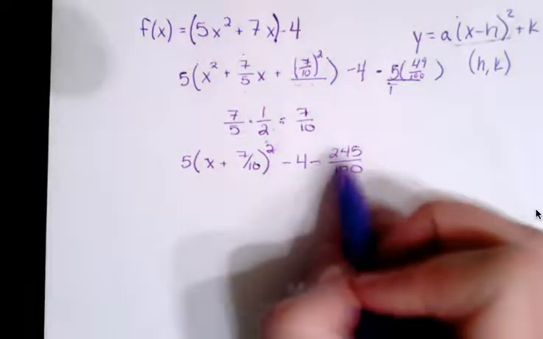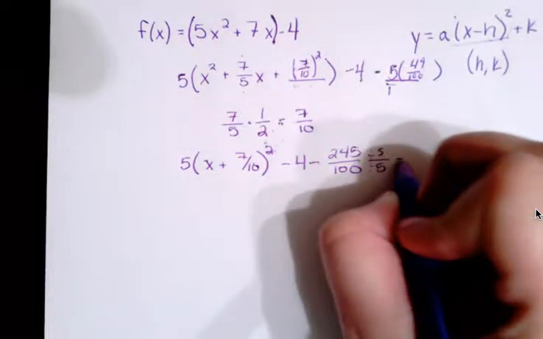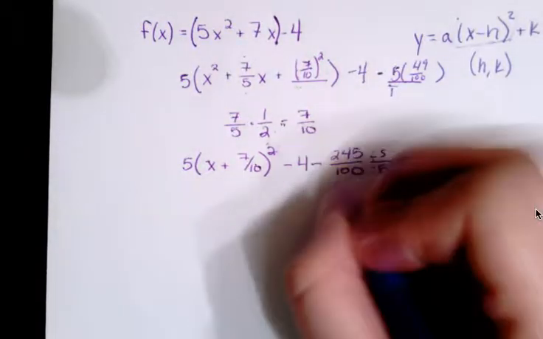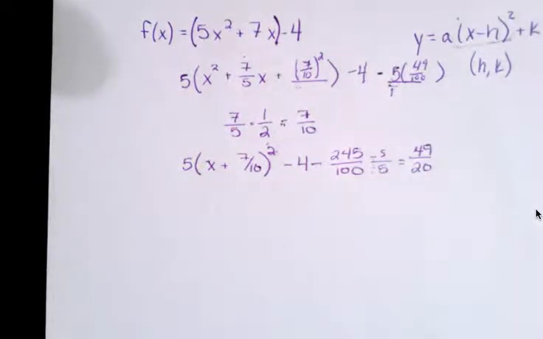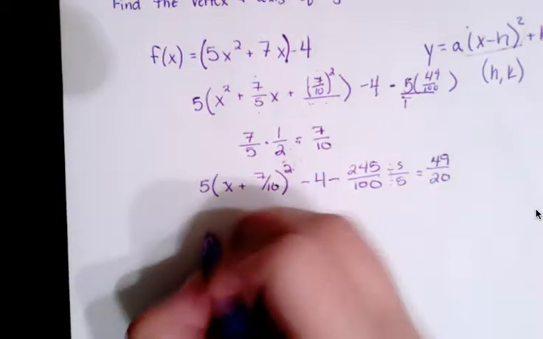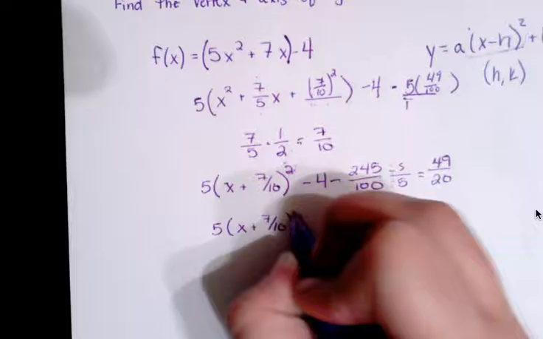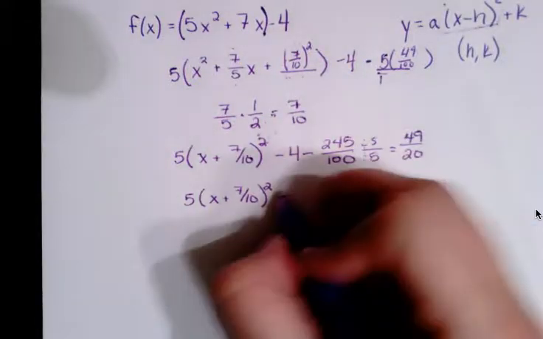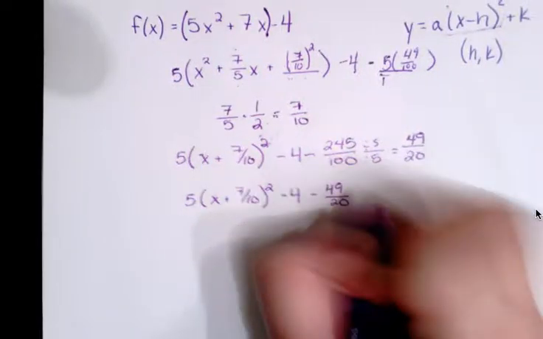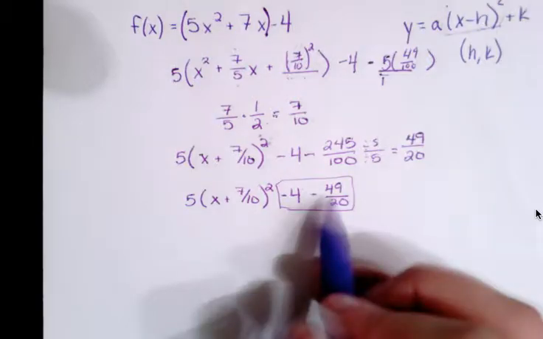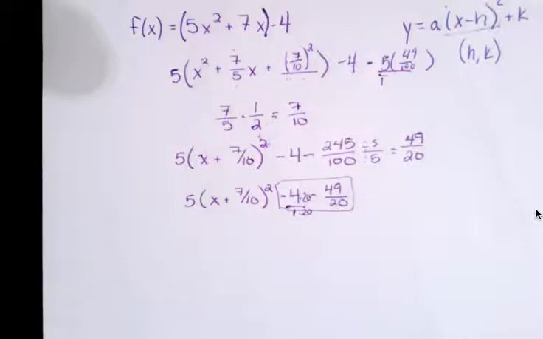Okay, and then I don't like dealing with these fractions, so I'm going to reduce them. 5 goes into both, so I'm going to divide the top and bottom by 5. So I get 20 on bottom, and let's think, 245 divided by 5 is 49, I believe. So that means I'm going to have 5 times x plus 7/10 squared. I still have this minus 4, and then this is technically minus 49 over 20. I want to combine these. Well, in order to combine a fraction and a whole number, they have to have a common denominator. So I'm going to times this by 20 over 20 to get a common denominator.